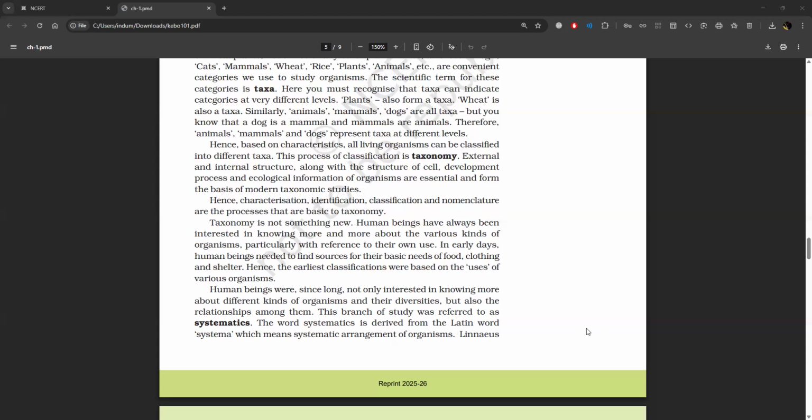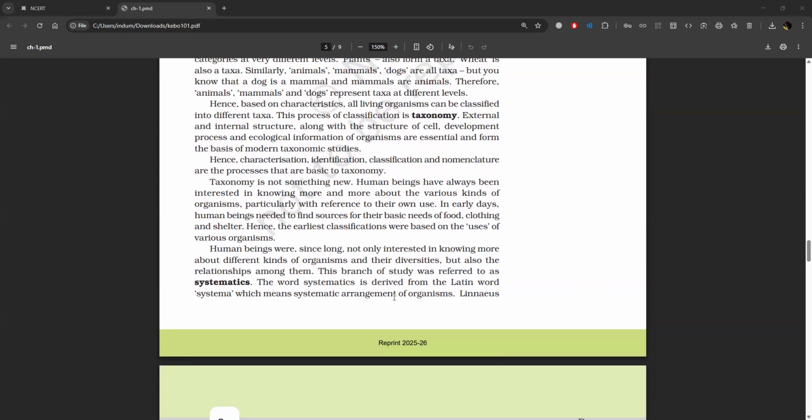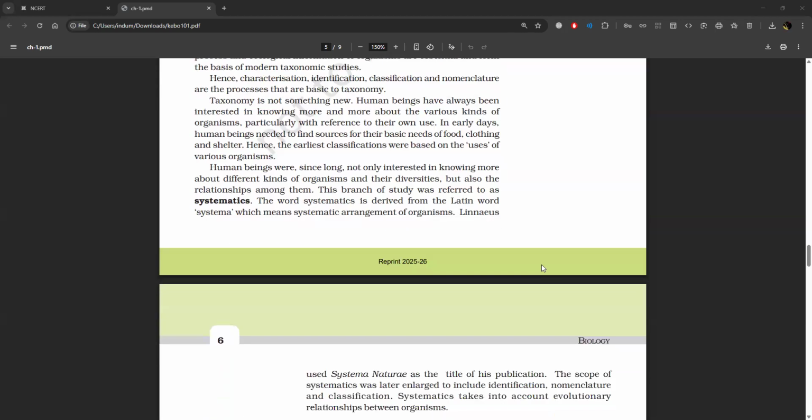Taxonomy is not something new. Human beings have always been interested in knowing more and more about the various kinds of organisms, particularly with reference to their own use. In early days, human beings needed to find sources for the basic needs of food, clothing, and shelter. Hence, the earliest classifications were based on the uses of various organisms. Human beings were, since long, not only interested in knowing more about different kinds of organisms and their diversities, but also the relationships among them.